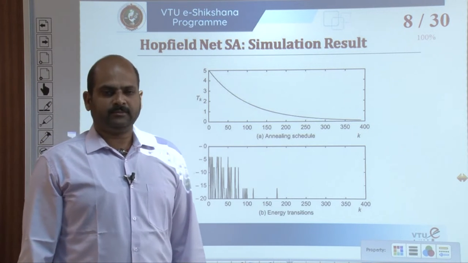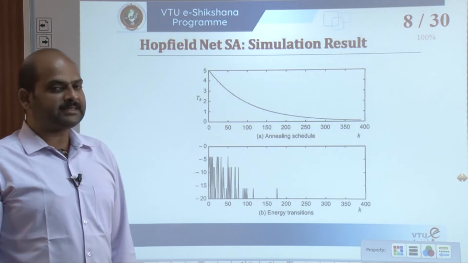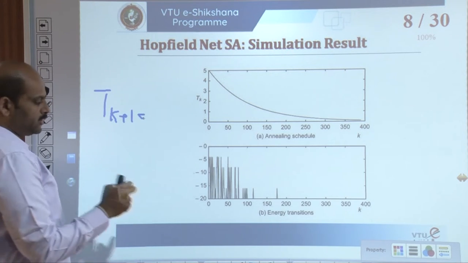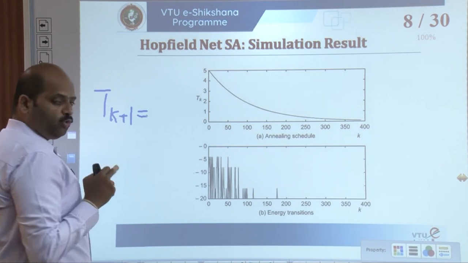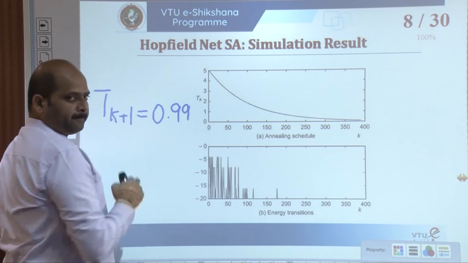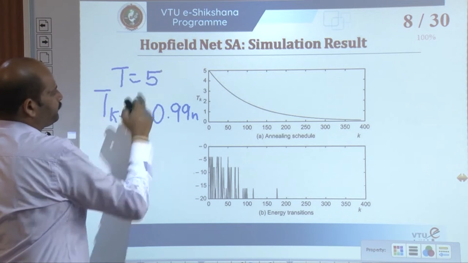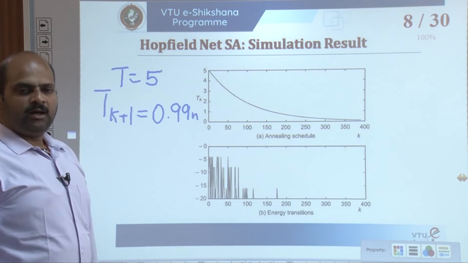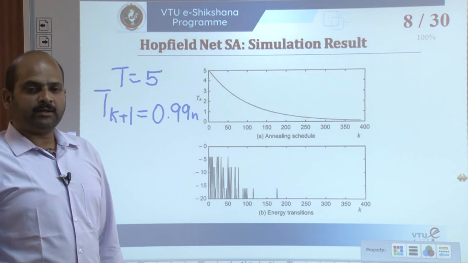We perform the annealing: we start with the temperature T equal to 5 and use a particular contraction, T of k plus 1 equal to some value that we are going to assume. As we are already aware, that value will not be useful for us, so I am going to assume a new value, 0.99 times T of k. We start with T equal to 5 and use the contraction T k plus 1 equal to 0.99 T k. So, what happened?